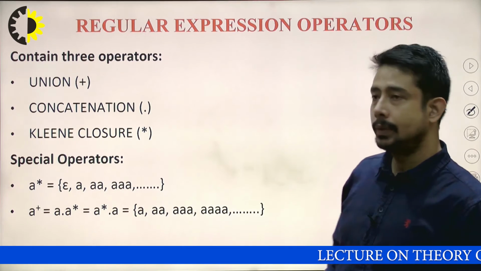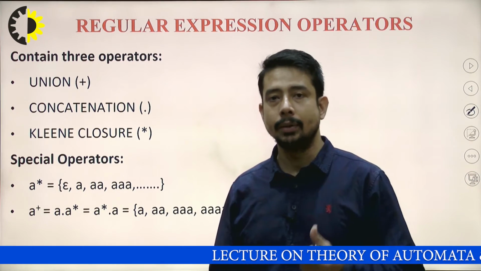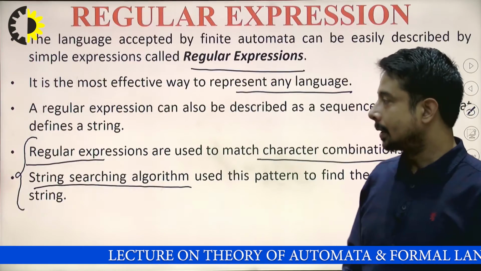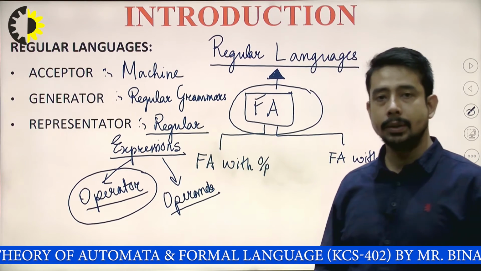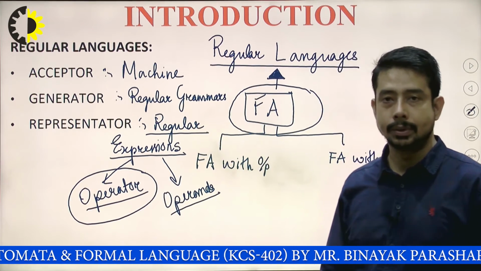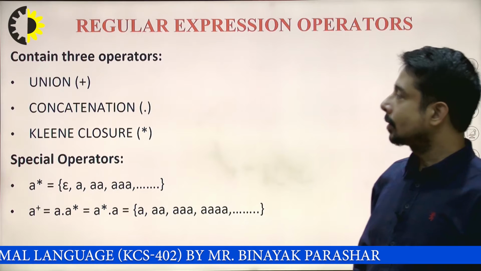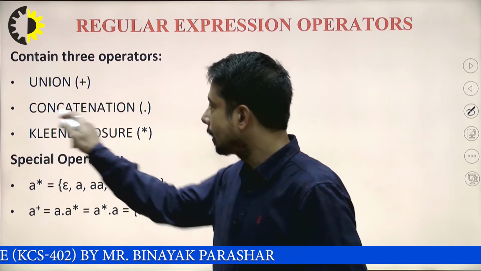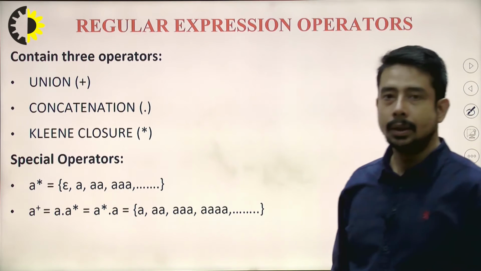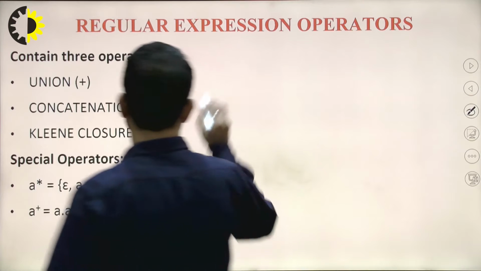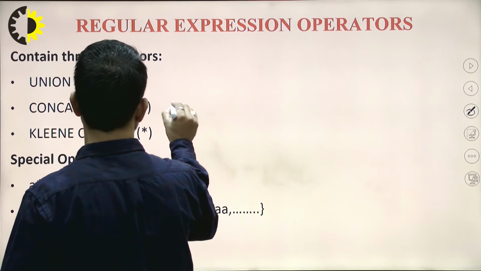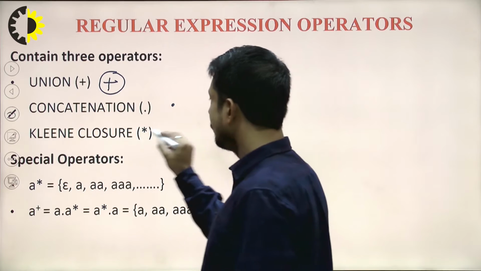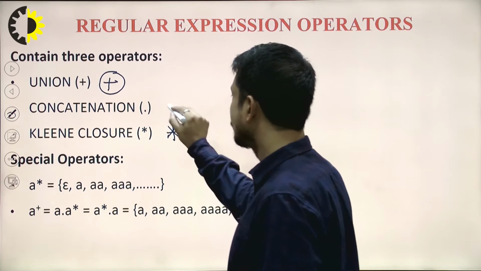Now we come to the third slide, where we will discuss the important part, that is operators. Operands are nothing but the strings. Operators we will now discuss. So basically there are three operators: union, concatenation, and Kleene closure. Union is represented by plus, concatenation with dot, and Kleene closure with the help of asterisk.